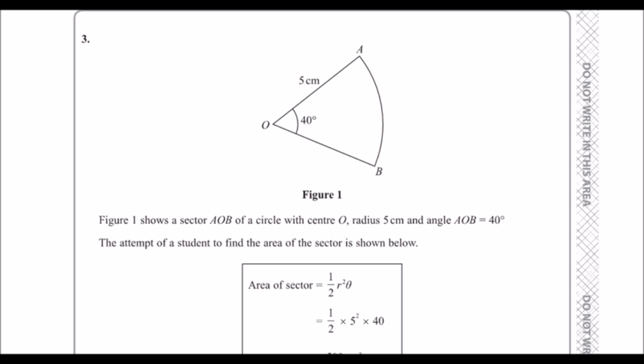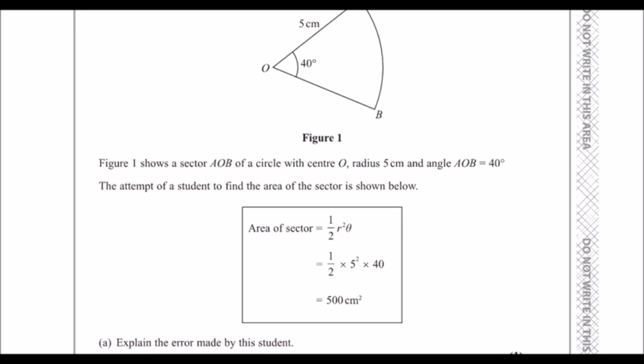Question 3. So here we've got figure 1 showing a sector AOB, center O, radius 5 centimeters, and angle AOB is 40 degrees. The attempt of a student to find the area of the sector is shown below. So we've got area of a sector equals half r squared theta, and they've worked it out using 40 as theta. So explain the error for part A made by the student.